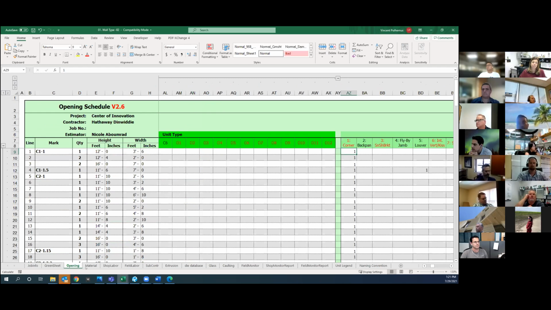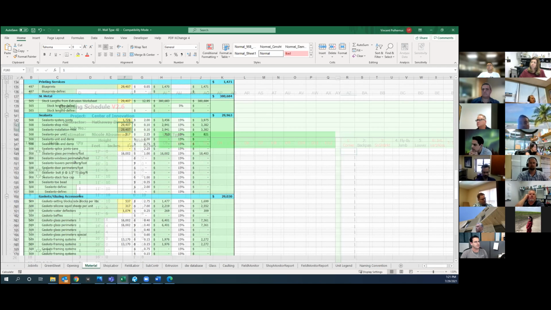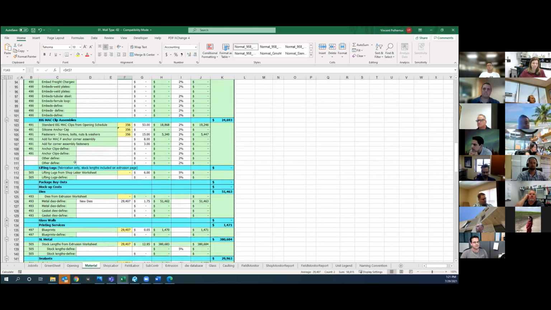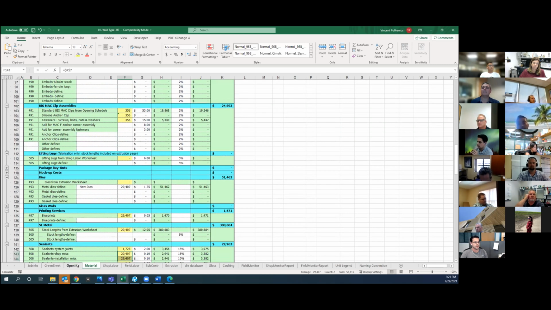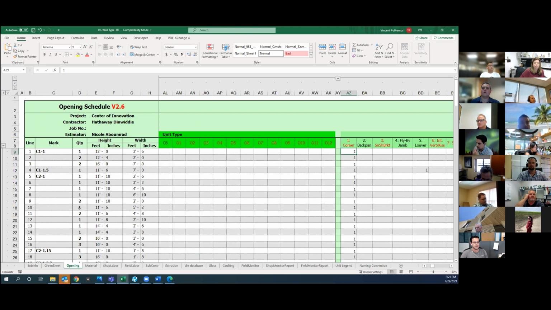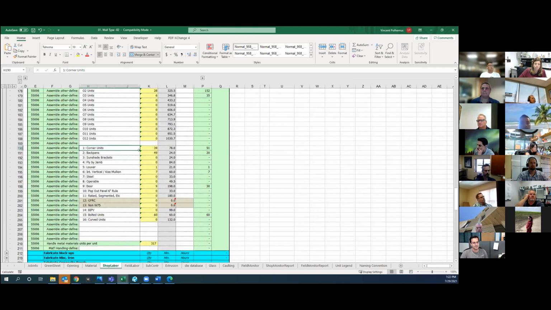Okay, so let's look at the material tab. Vince, what was the O12? What was it on the shop? I see how long it takes, I just want to know what it was. Oh, that's an oversized unit, and O12 means it's an oversized unit with 12 lights of glass in it. It's a big unit.